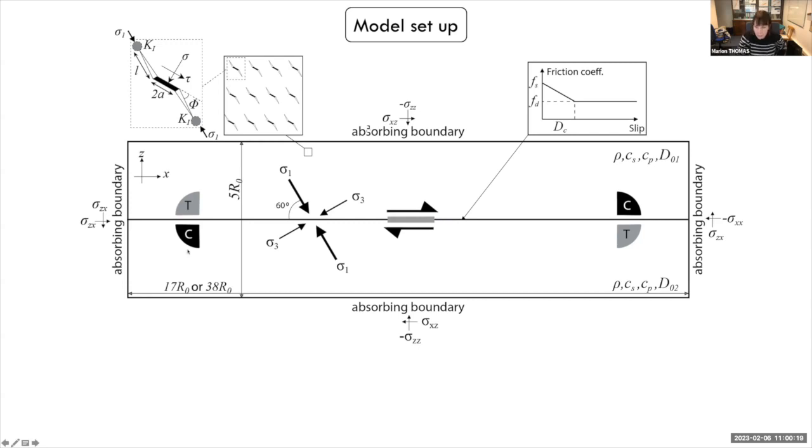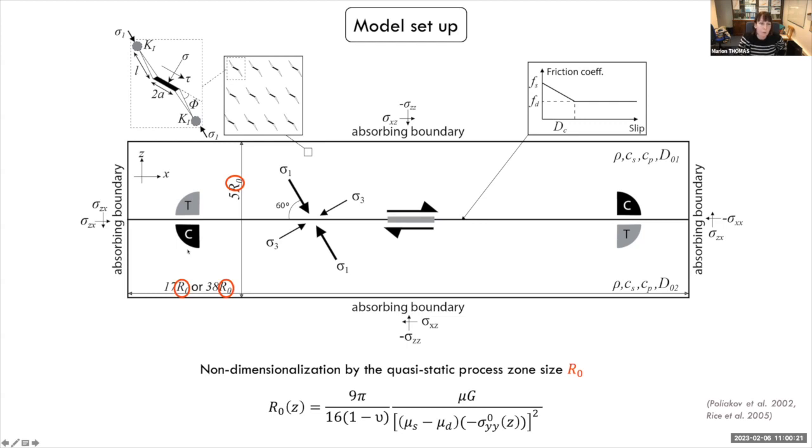And you will see that for the rest of the talk, I will always divide the dimensions by the quasi-static process zone size, which is given by the equation here. But for the parameters I've chosen, it's roughly equal to 1 kilometer.